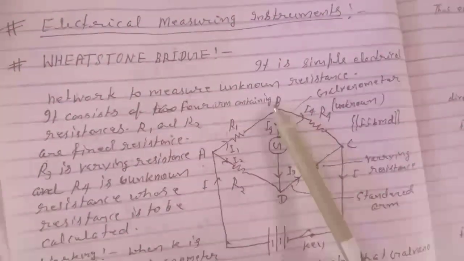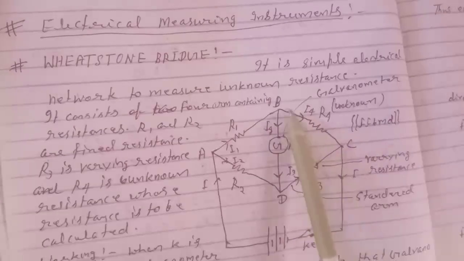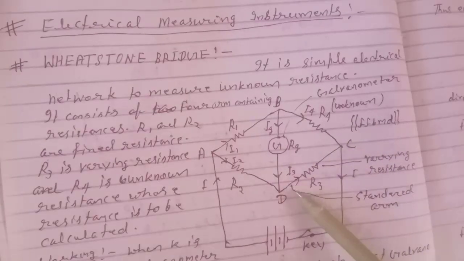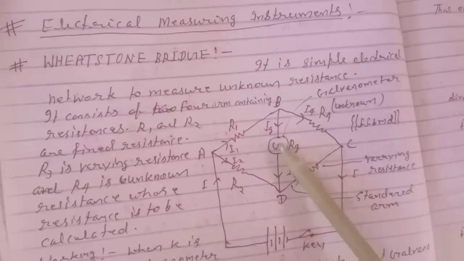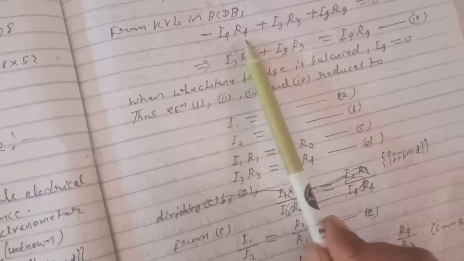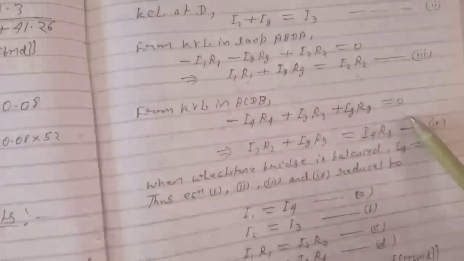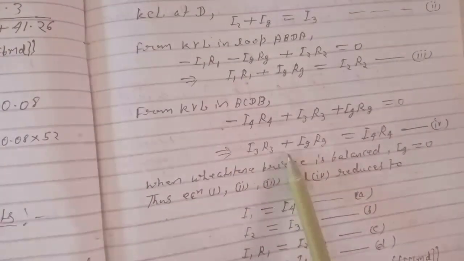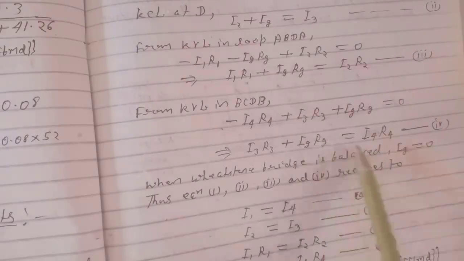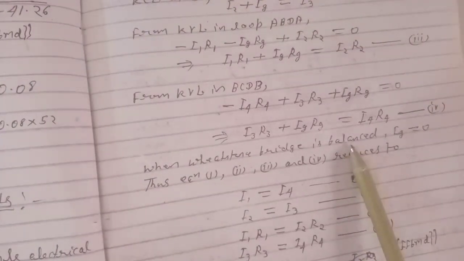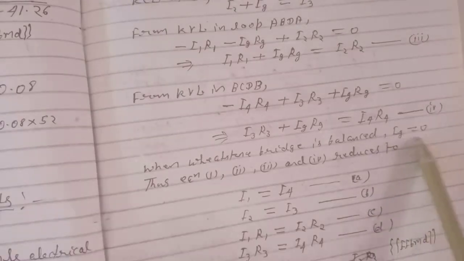Again from KVL in BCDB: minus I4 into R4 plus I3 into R3 plus Ig into Rg equal to 0. This implies I3 R3 plus Ig Rg equals I4 R4. This is equation 4. When the Wheatstone bridge is balanced, Ig becomes 0, that is the value of Ig equal to 0.